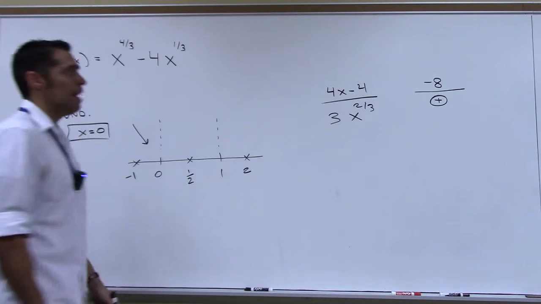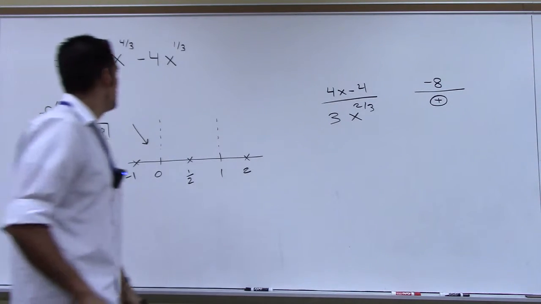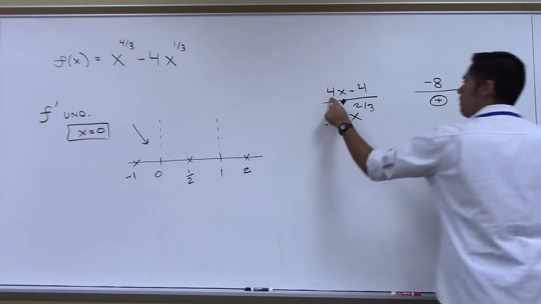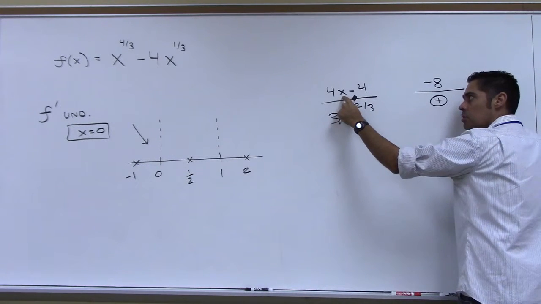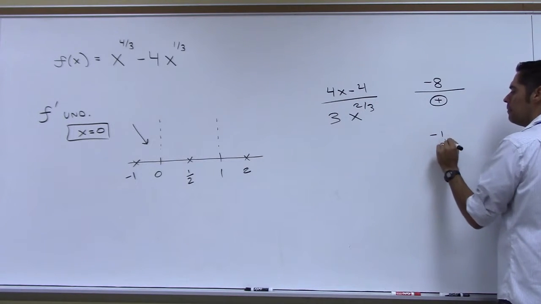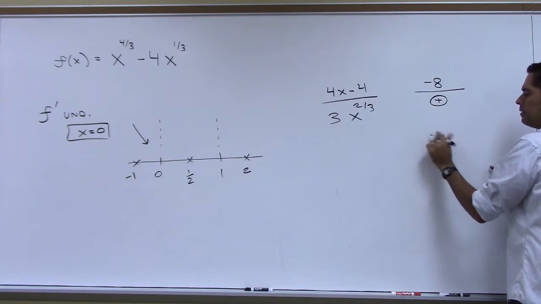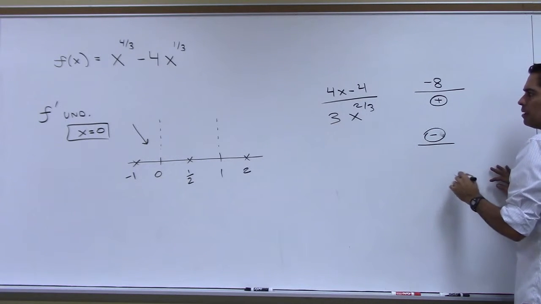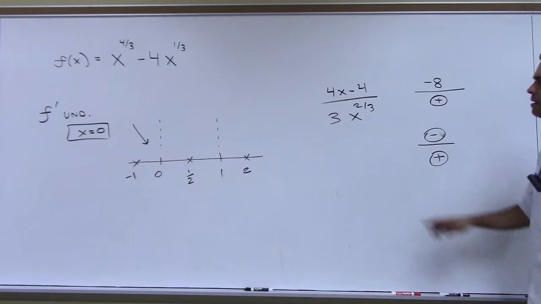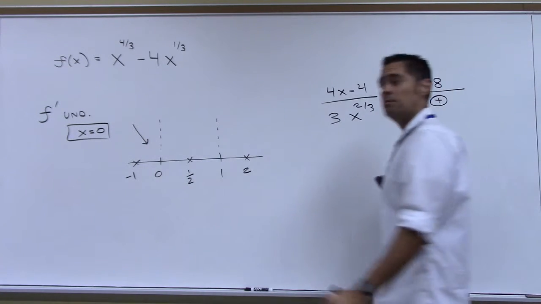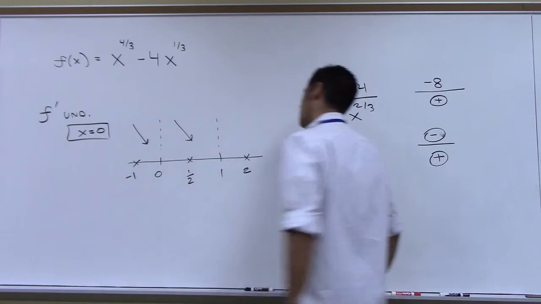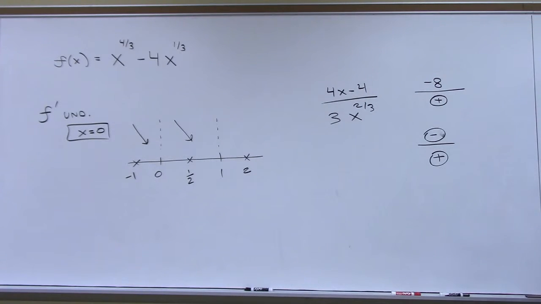Now, 1/2. If I plug in 1/2 right here, 4 times 1/2 is 2, and then minus 4 is negative on top. Negative on top, and on the bottom, positive again. It's not going to matter. So that's going down also. And then I plug in 2, and that's where I get the positive.